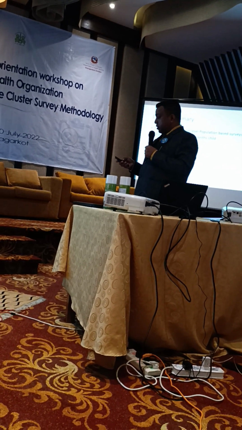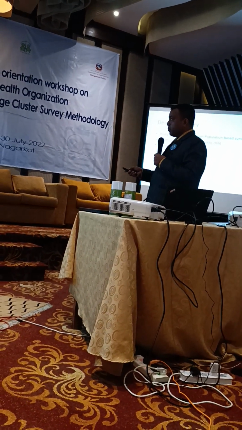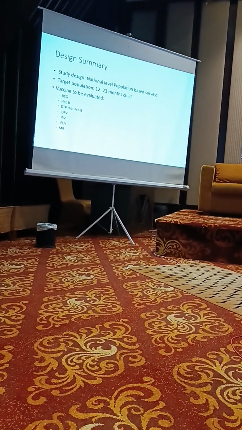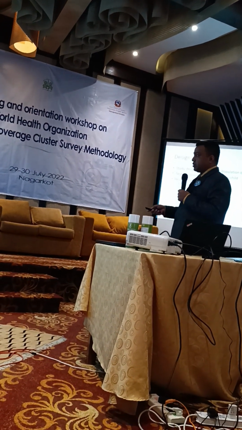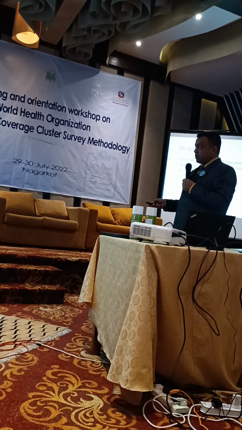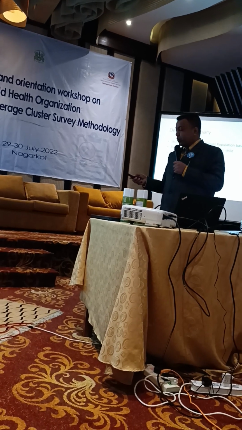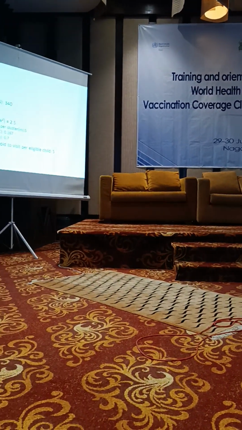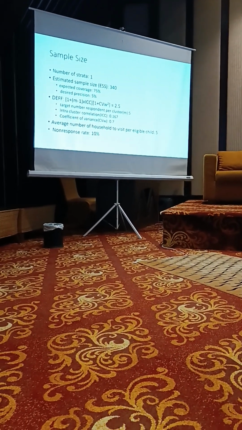So this is the research methodology or design summary. We are planning to use a national level population-based study, basically a cross-sectional survey, with observation only. Our target population is 12 to 23 month children, which is used with some rationale because it is used in our regular day-to-day survey practices, including all the vaccinations available in the national immunization schedule or regular schedule of that country. We are using the overall country as the strata, so we have only one strata, which is the country.